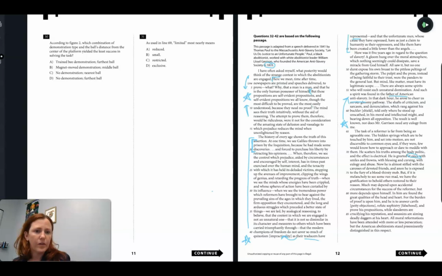So again, no discussion of the opposition, so we can get rid of that one. The mind sees their truth intuitively without the aid of reasoning. And I think that is the end of that one. Again, no discussion of the opposition. The attempt to prove them would be ridiculous were it not for the consideration of the amazing state of delusion to which prejudice reduces mind when unenlightened by reason. So this is proving it to the opposition, and the state of delusion is referencing the opposition.